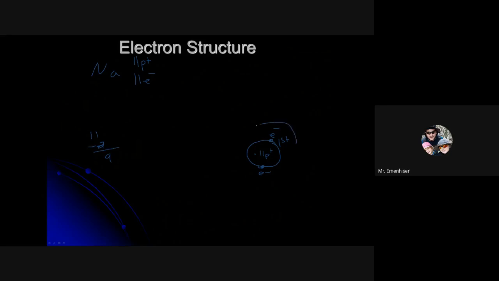So second shell can hold 8. So I'm going to put 8 electrons in that second shell. Okay. I'm going to subtract that from what we had. Now we have 1 electron left. Where's it going to go?